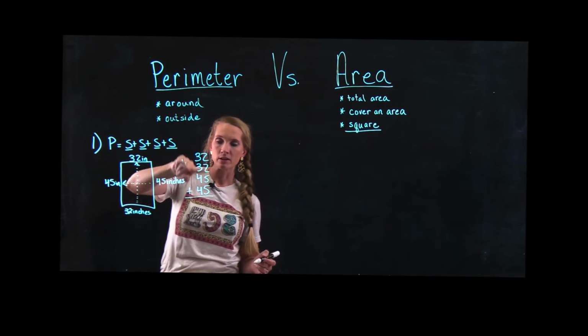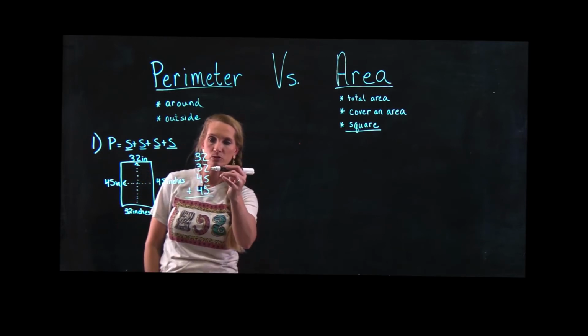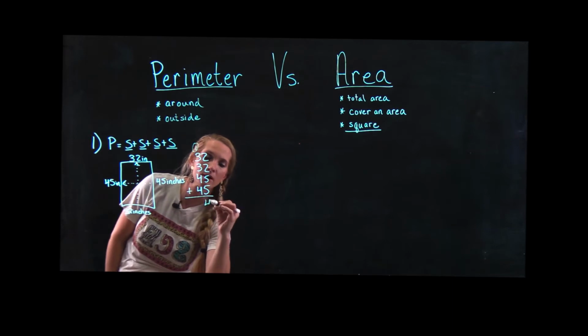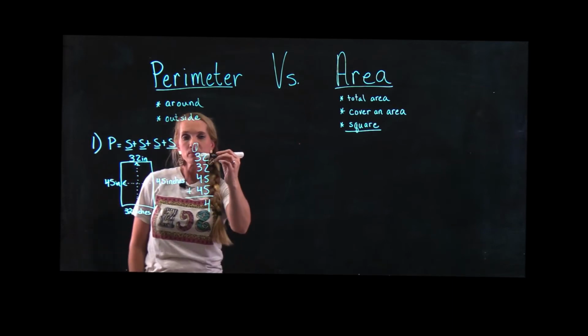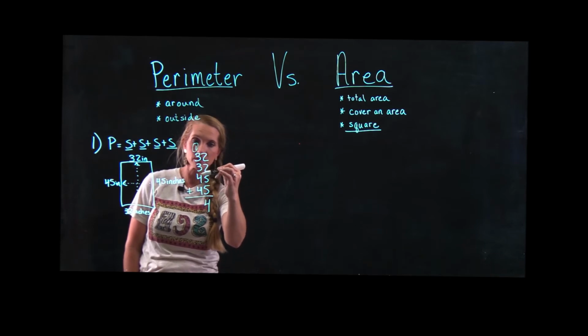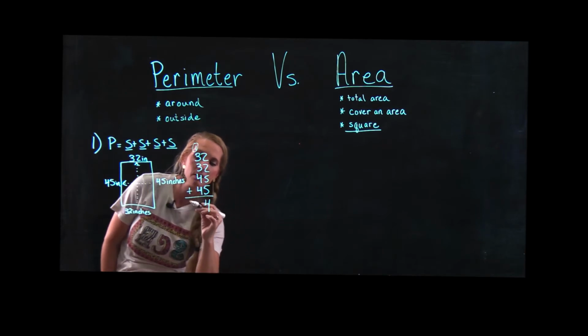So I'm going to add up my ones first. 2 plus 2 is 4. I know that 4 plus 5 is 9. 9 plus 5 is 14. Carry my 1, bring down my 4. 3 plus 1 is 4. 3 plus 4 is 7. 7, 8, 9, 10, 11, 12, 13, 14, 15.